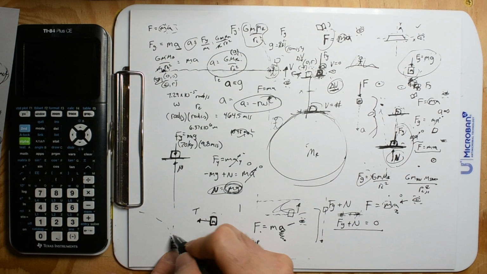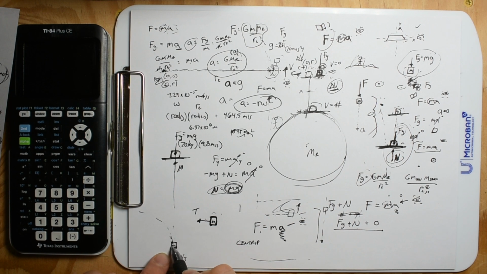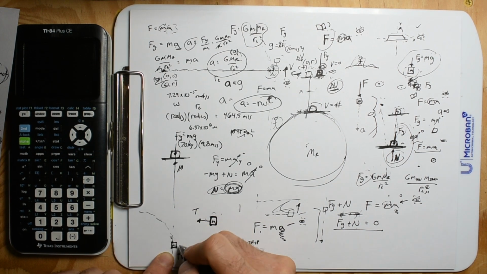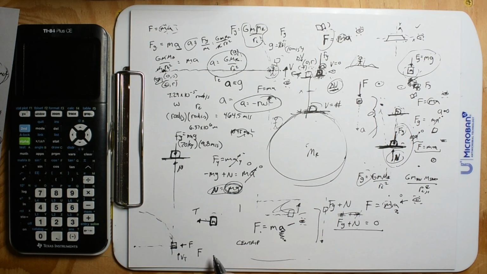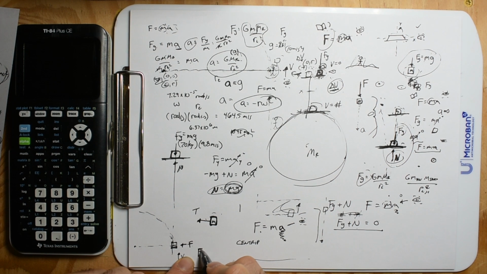But what we're saying is that the only way for this to go around the circle is to have a force in the direction of the origin of the circle. And that force has to be in that direction. So if we have already labeled it like this, we don't need to put a negative on it.